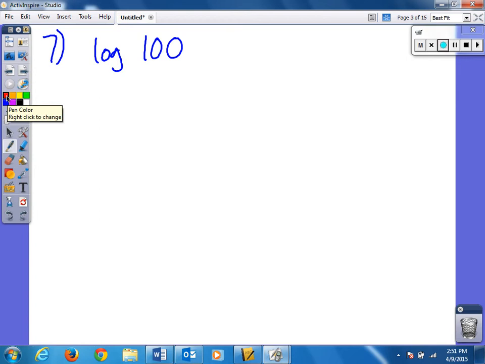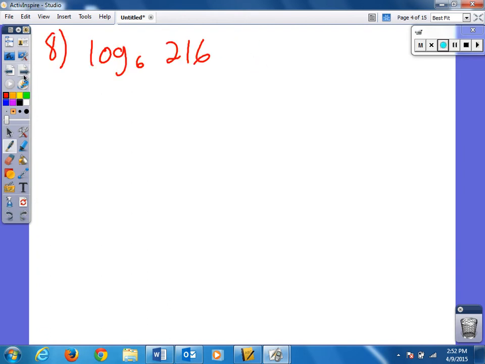Alright, the log of 100. So remember that if there is no number for the base, it's implied that it's a 10. So this is asking you what power do you have to raise 10 to get 100? And that power is 2. 10 to the second is 100. Number 8, this is log base 6 of 216. So it's asking you what power do you have to raise 6 to get 216? And it's 6 to the third is 216.